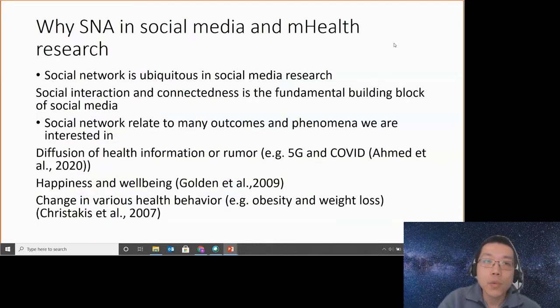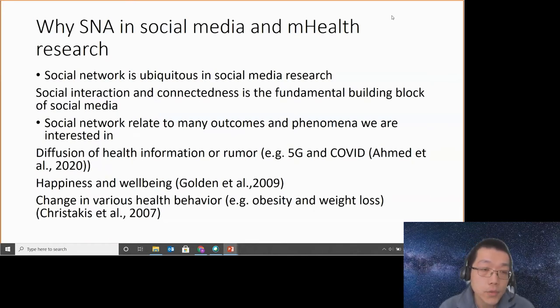All right, so why do we care, or why do we want to use SNA in social media and mHealth research? First is that social networks are ubiquitous in social media research. Just consider that social interaction and connectedness are the fundamental building blocks of social media. So it's only natural that we use social network analysis to study social networks. And second is because social networks relate to many outcomes and phenomena that we're interested in, such as the diffusion of health information or rumor. One of the more recent examples is that Ahmed studied the rumor that there's a relationship between 5G and COVID and how that spread on Twitter.